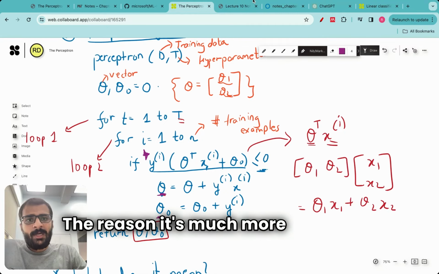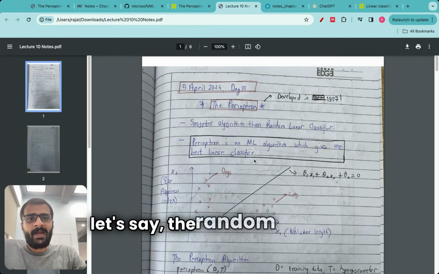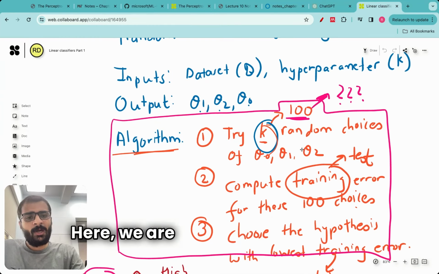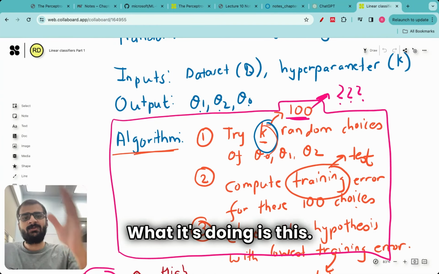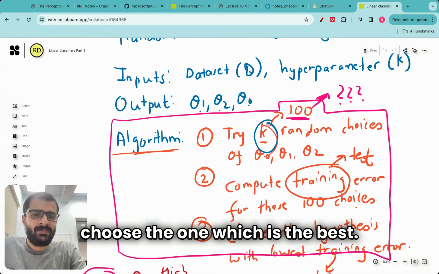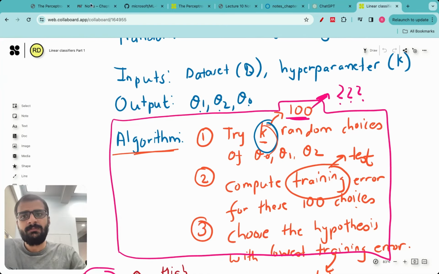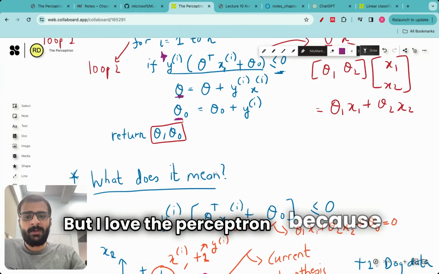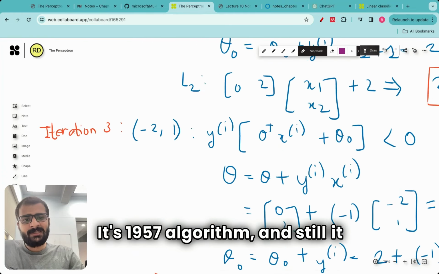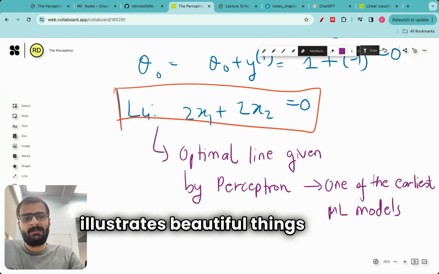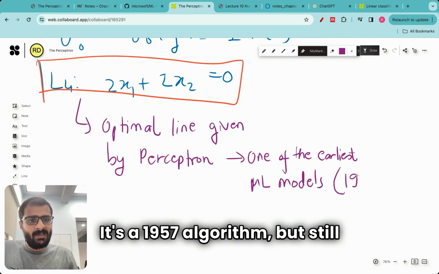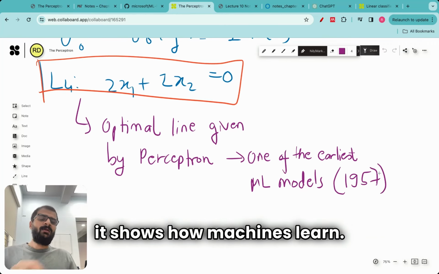The reason it's much more intelligent than, let's say, the random classifier algorithm which we saw before, is this. Here we are not learning anything. What it's doing is we just try 100 different choices and we choose the one which is the best. There is no learning happening here. But I love the perceptron because it's very old. It's a 1957 algorithm, but still it illustrates beautiful things about machine learning and shows how machines learn.